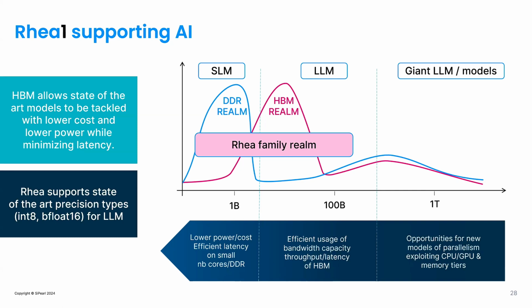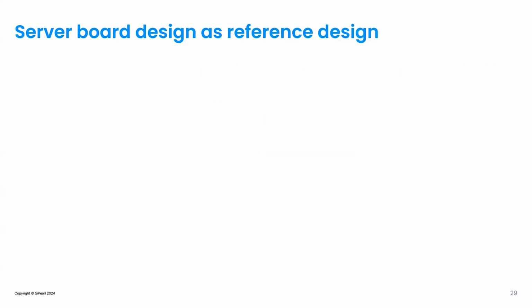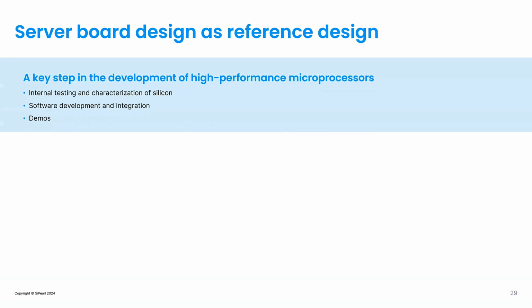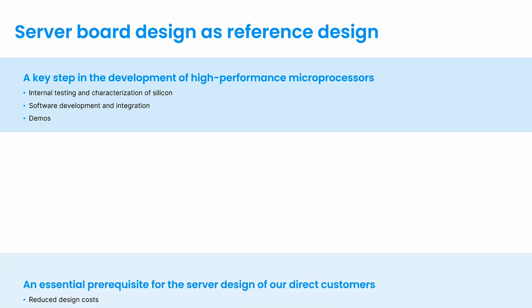So now that we have seen these parts, I think we are ready for the last part, which is the server board. I would say that our reference design could be used for different scopes. One is the internal testing and characterization of our silicon, our chip. And then we can use it to develop our software and integrate it, of course, for demos in conferences or for clients, for customers.